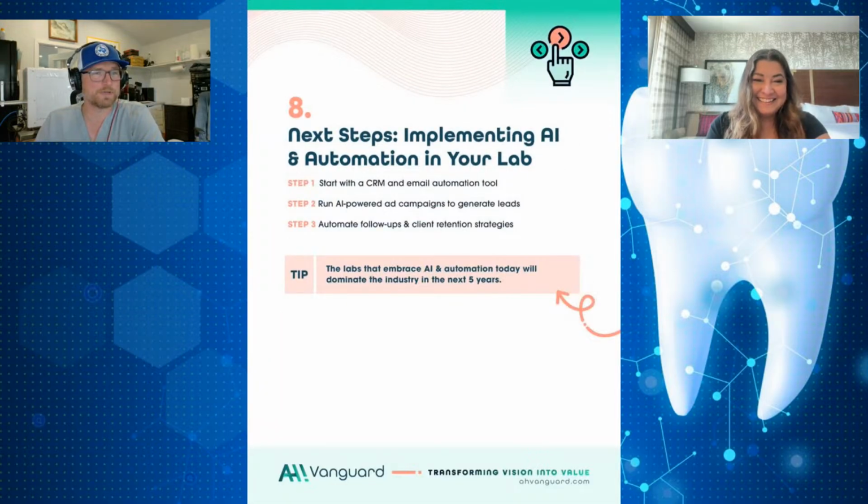And so, next steps: implementing AI and automation in your lab. Step one, start with a CRM and email automation tool like Hekadoc, like MailChimp. And run AI-powered ad campaigns to generate leads. Automate follow-ups. That seems to be a really good thing to do, that communication. And if you do those three things, even at a basic level, you're already ahead of the game.